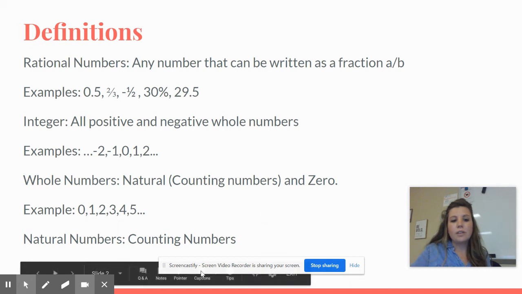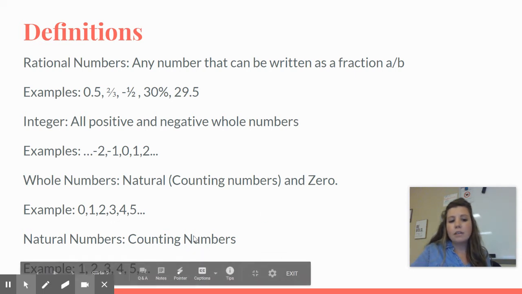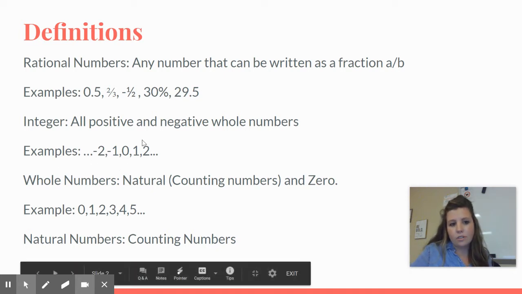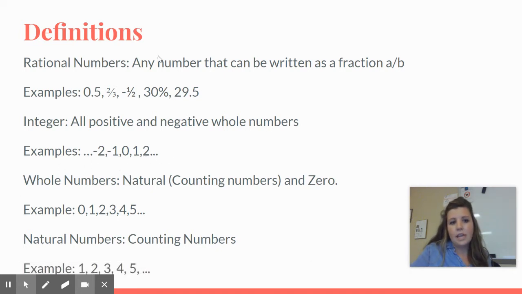Our natural numbers are our 1, 2, 3, 4, our counting numbers. Then our whole numbers also include 0. And then your integers are all positive and negative whole numbers. So -2, -1, and they also still include all of your whole numbers and all of your natural numbers, so also 0, 1, and 2. And then your rational numbers are any number that can be written as a fraction a over b.